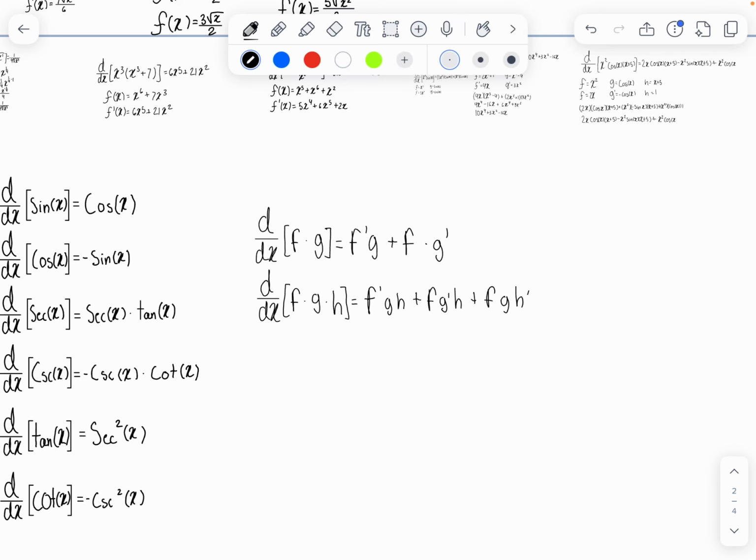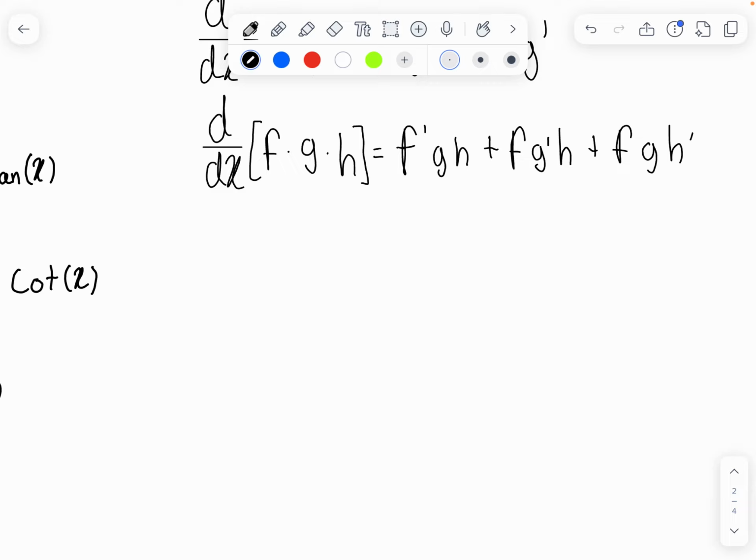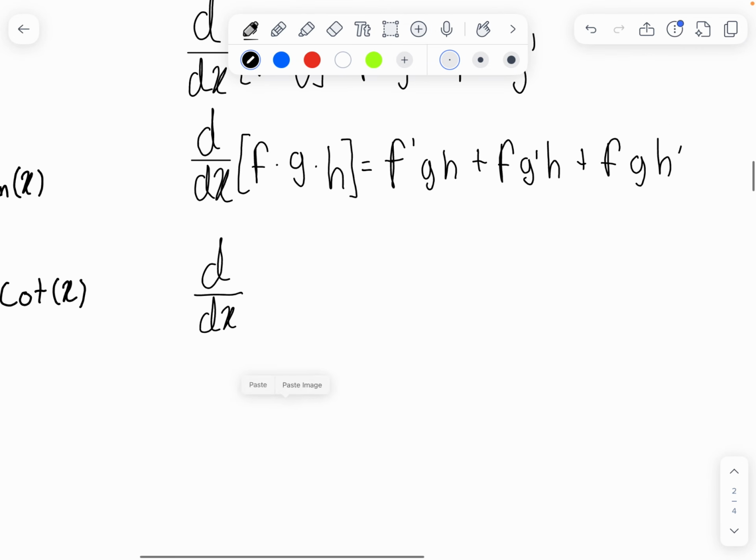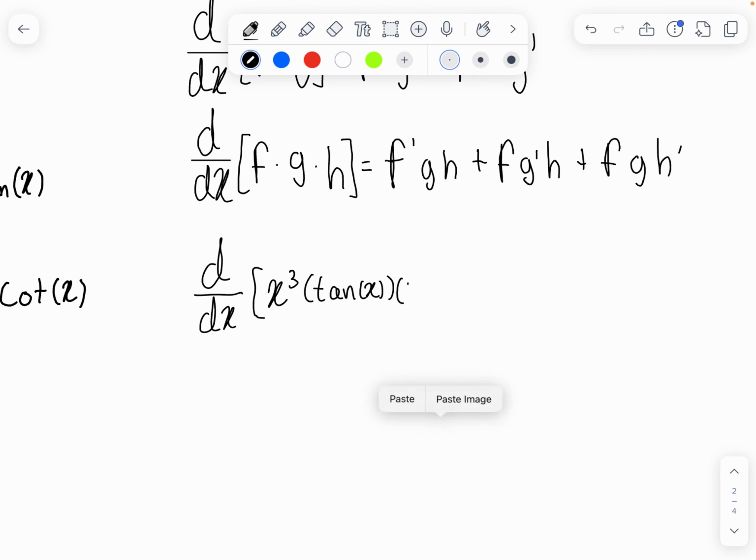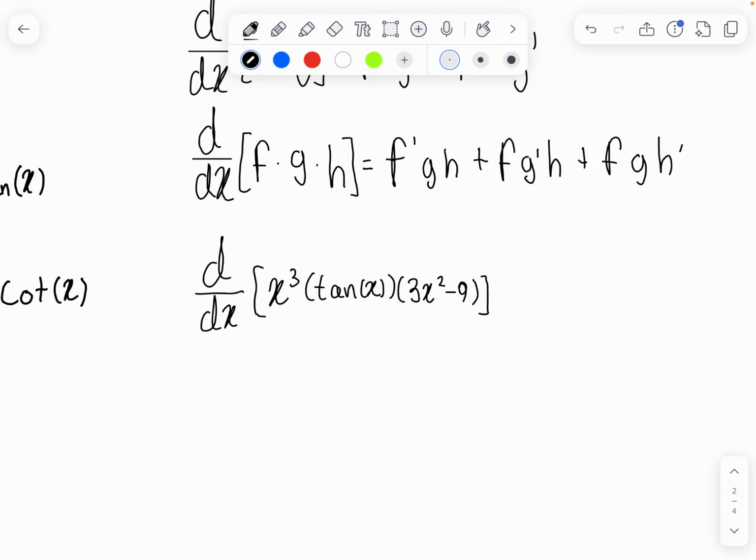Okay, and let's do one more question. What time is it? It's 1:54 a.m. right now. I still want to do some questions, so one more. But this is going to be very fast. So d over d of x, I might even just write down the answer, x cubed times tan x times 3x squared minus 9. Pause the video and solve.